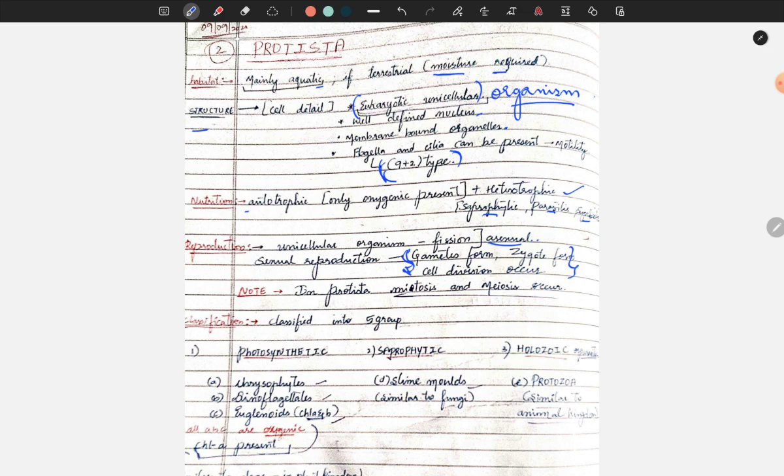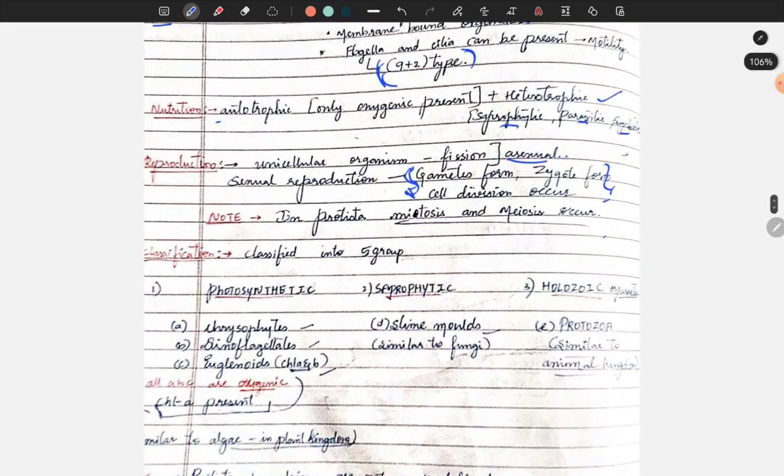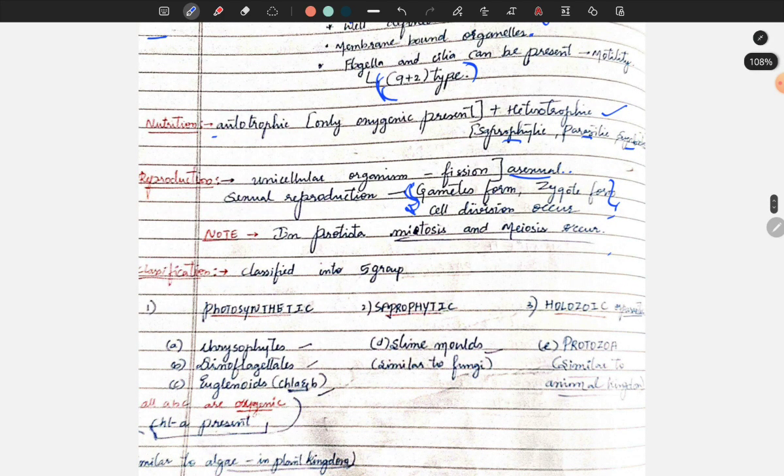True sexual reproduction is present in Protista. Now coming to the main important note: in Protista, mitosis and meiosis occur. Why do mitosis and meiosis occur? Because true sexual reproduction is present. Because meiosis and mitosis occur in sexual reproduction, right? Mainly meiosis occurs only in sexual reproduction. Remember, meiosis occurs only in sexual reproduction.